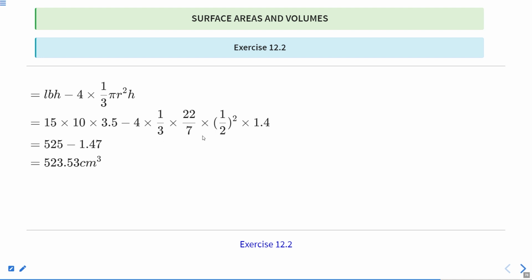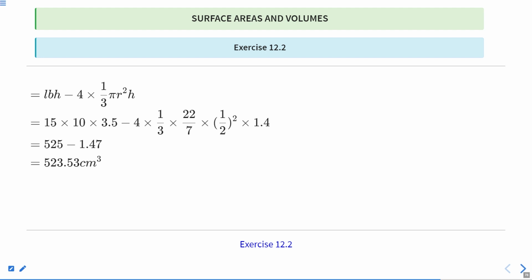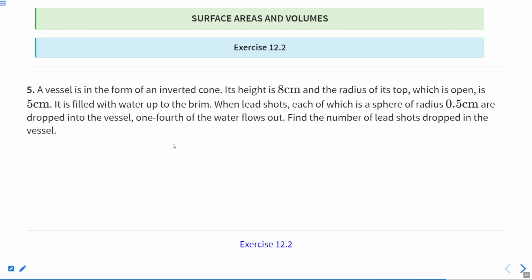If we put these values in this formula, then we get 15 times 10 into 3.5 minus 4 into 1 by 3 into 22 by 7 into (1 by 2) square into 1.4. If we calculate it, we get 525 minus 1.47, which is equal to 523.53 centimeter cube. Therefore the volume of wood is equal to 523.53 centimeter cube. And now let us move to question number 5.